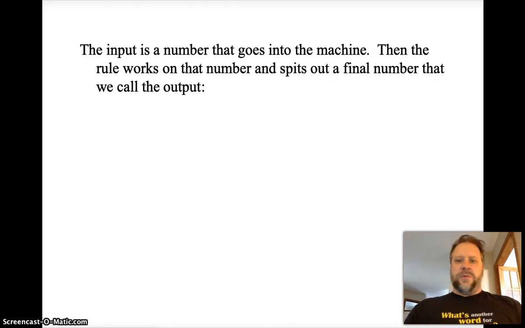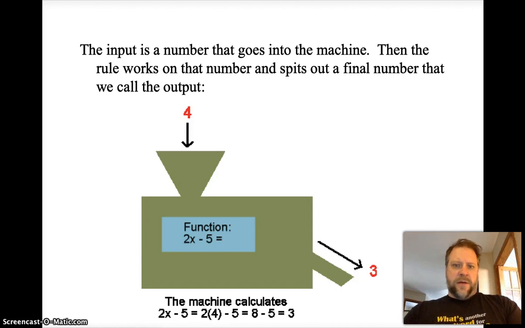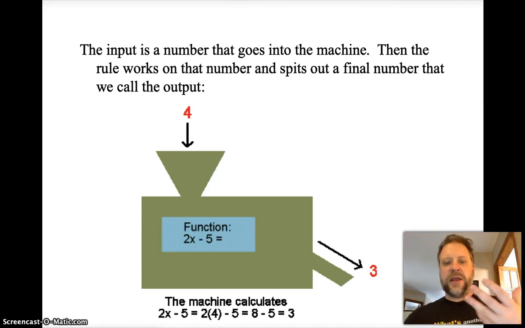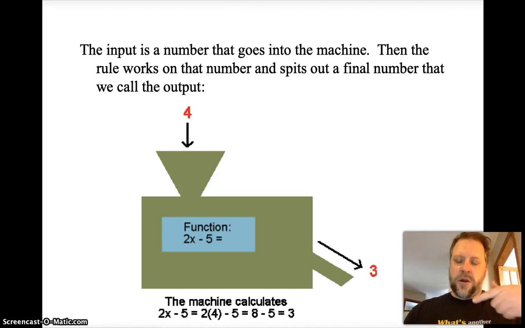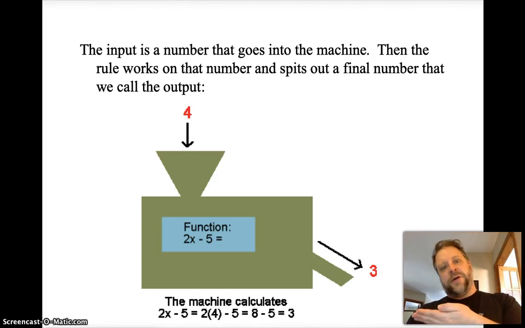This is very similar to what I was just saying. So the input is the number that goes into the machine, 4. The rule works on that number, so 2x minus 5, x standing for any number that you put into the machine. So in this case, 2x minus 5 means 2 times 4 minus 5. 2 times 4 is 8. 8 minus 5 is 3. So the function has worked on that 4 and done something with it and spits out a 3 as the answer.